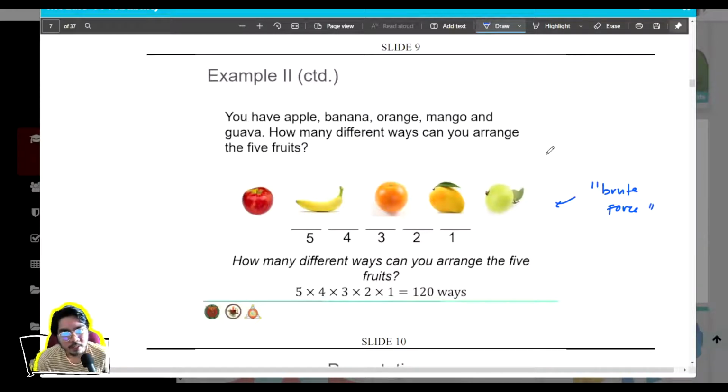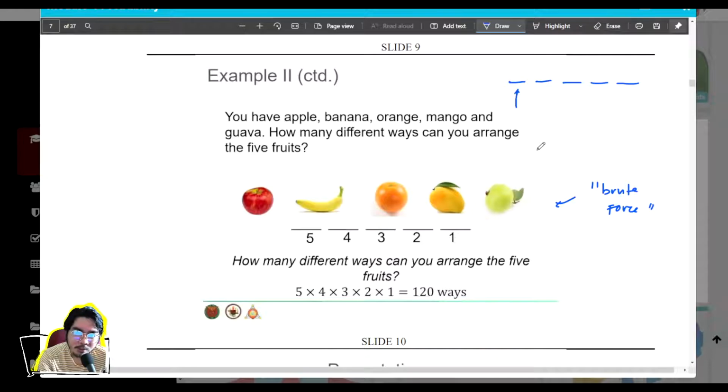We have an apple, a banana, an orange, a mango, and also a guava. How many ways can we arrange these 5 fruits? The simplest way is to do something like this. This is just a representation of the spaces that we can occupy. So if we arrange it this way, this is 1, 2, 3, 4, 5. Let's just imagine a table, and here we arrange the fruits.